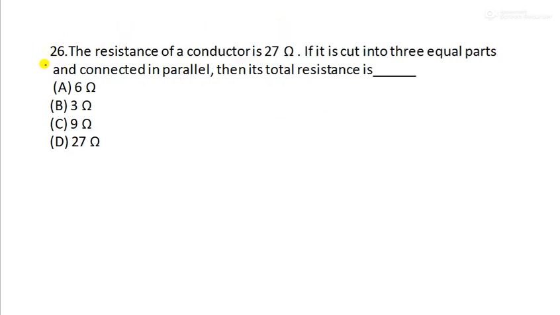So this is question number 26. The resistance of a conductor is 27. If it is cut into three equal parts and connected in parallel, then its total resistance is, it's similar to our previous question. So the total is 27. There is a conductor of resistance 27.